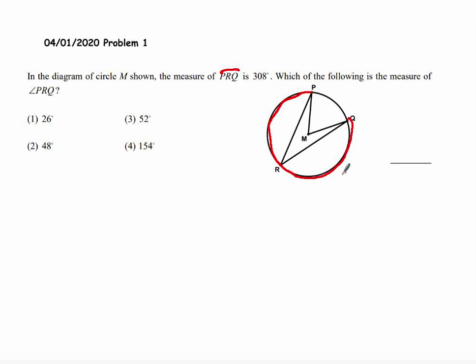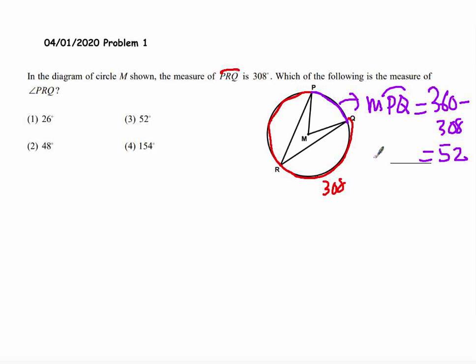Now this major arc is 308. If this major arc is 308, what would this minor arc be? The minor arc would be, a full turn is 360, so the measure of this minor arc PQ would be 360 minus 308, which is 52. The measure of arc PQ would then be 52.